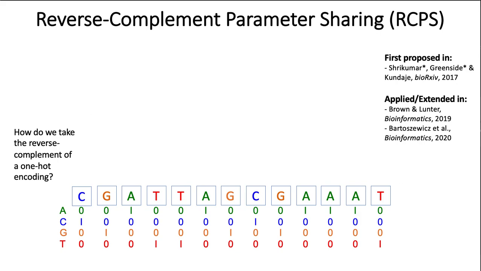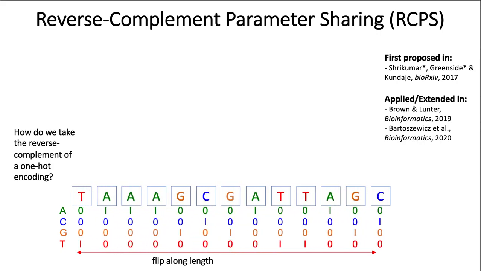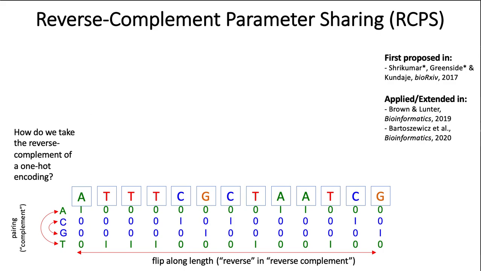We'll assume that we have done the one-hot encoding using the ordering A, C, G, T in the channel dimension. In this case, taking the reverse complement involves flipping the one-hot encoding along the length dimension, which corresponds to the reverse in reverse complement, and also exchanging the paired bases, that is, exchanging A with T and G with C, which corresponds to taking the complement in reverse complement. Note that when the ordering is A, C, G, T, this is equivalent to flipping the sequence along the channel dimension.